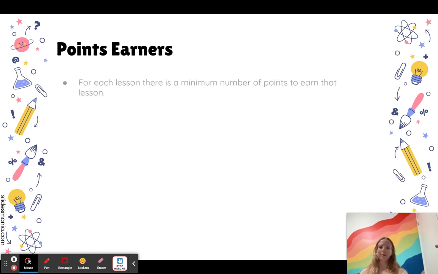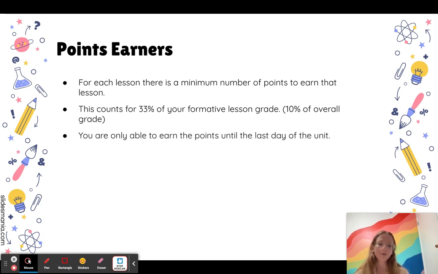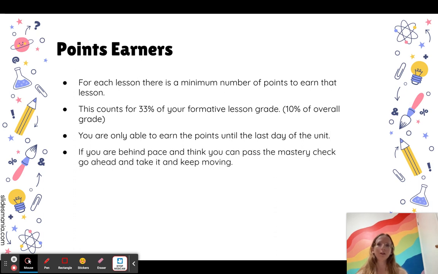All right, so your point earners. For each lesson, remember there's a minimum number of points that you have to earn. This counts for 33% of your formative section, which is 10% of your overall grade. You are only able to earn points until the last day of that unit. So once we have taken the exam, you cannot go back and earn those points, because I don't want you to have been behind in Unit 1 and still have points to earn, and we are in Unit 3 and you are now behind in Unit 3 because you're back here trying to earn points in Unit 1. Once we hit that exam date, it's done. No more points. All right?